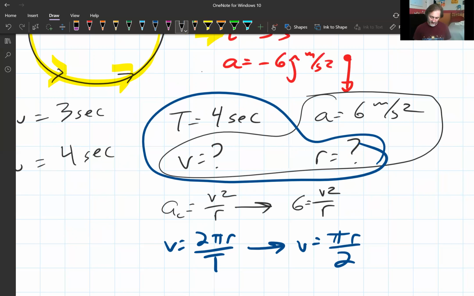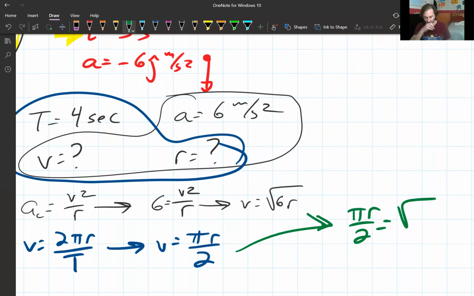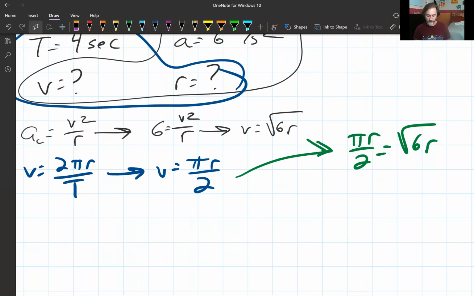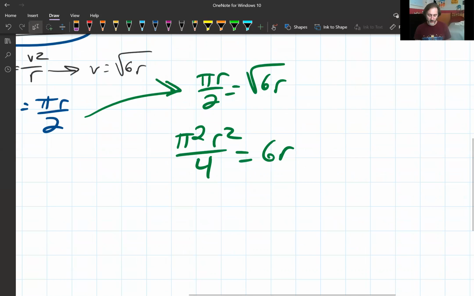If I take this top equation, I can solve it for v to get that v is the square root of 6r. Now I can combine these two and set them equal to each other. So pi r over 2 equals the square root of 6r. Get rid of that square root by squaring both sides. So we get pi squared r squared over 4 equals 6r. Let's multiply both sides by 4 to get rid of the fractions. Now we've got pi squared r squared equals 24r.